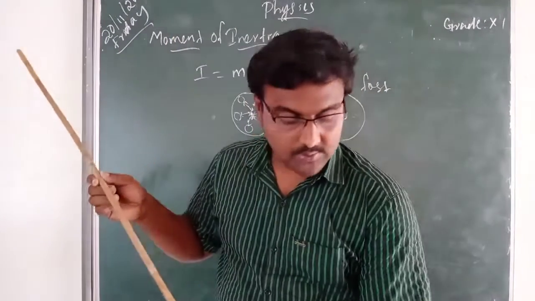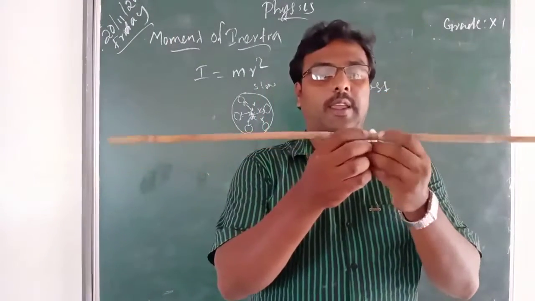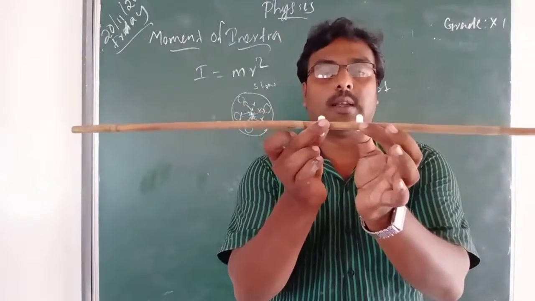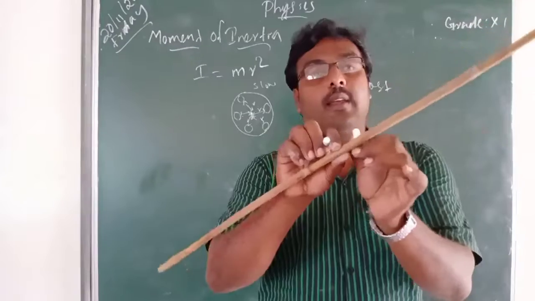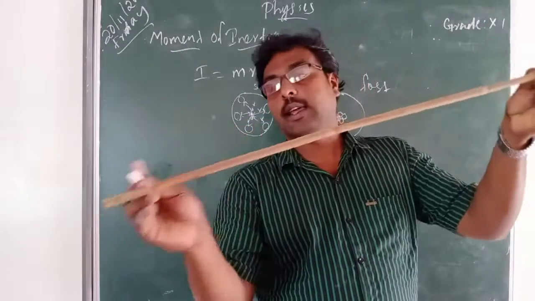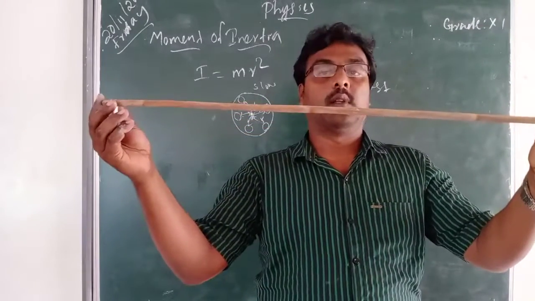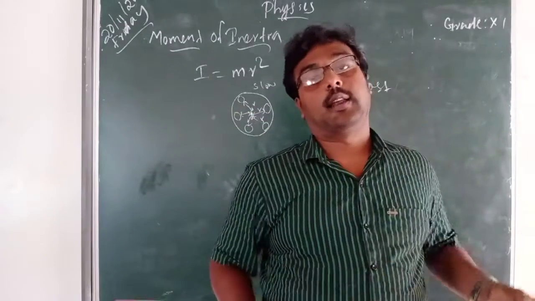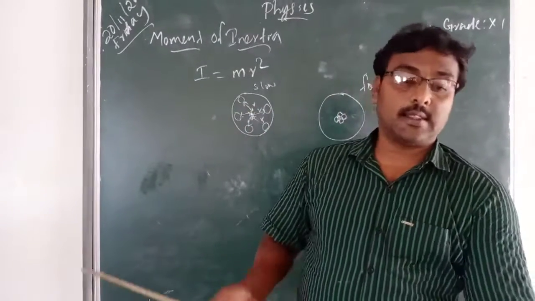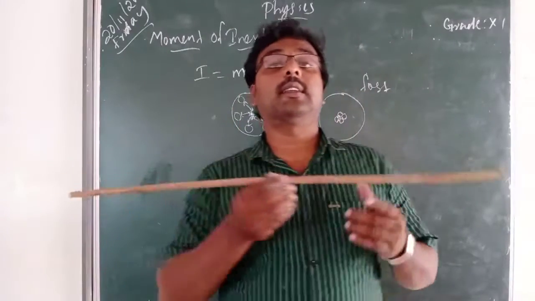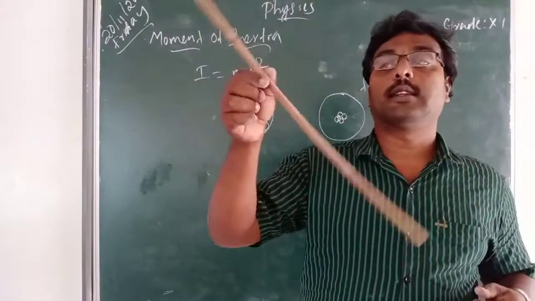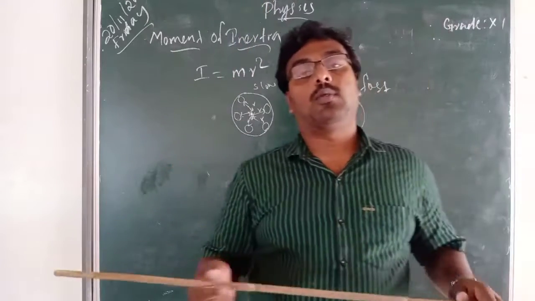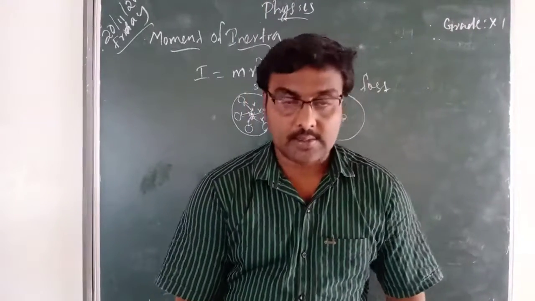Suppose I am tying two stones here with a rubber band and rotating, and in the other case tying them here and rotating. So this distance is more, this distance is less. When this distance is more, it is resisting the angular acceleration. It is resisting this motion. That is what we call moment of inertia.